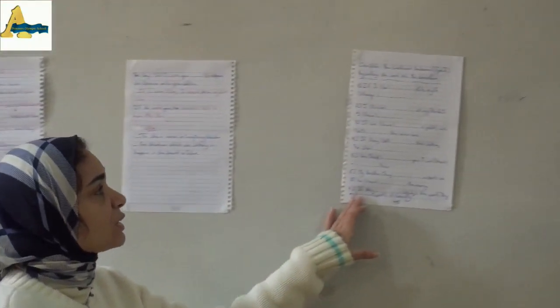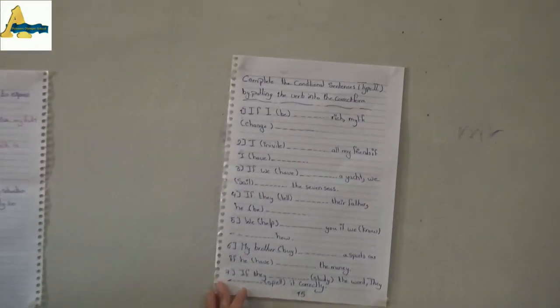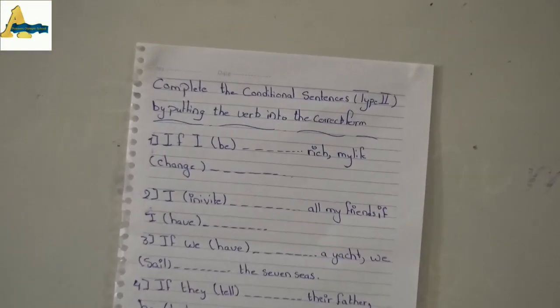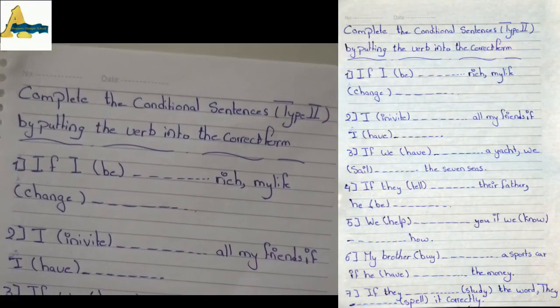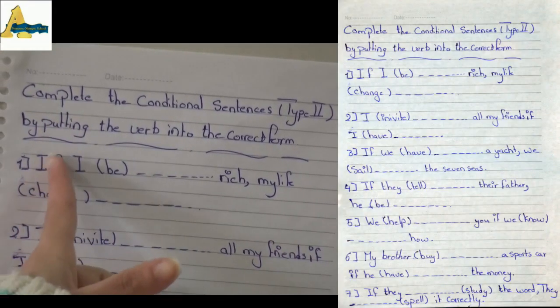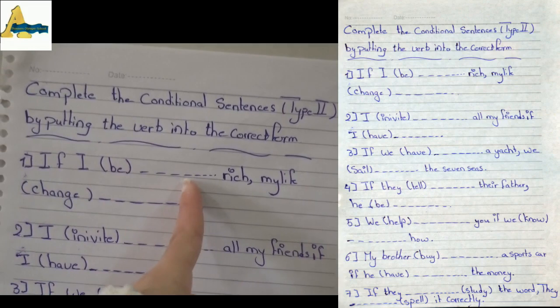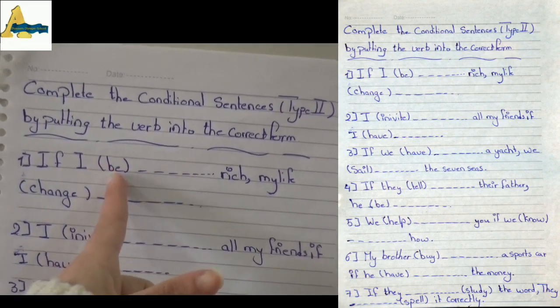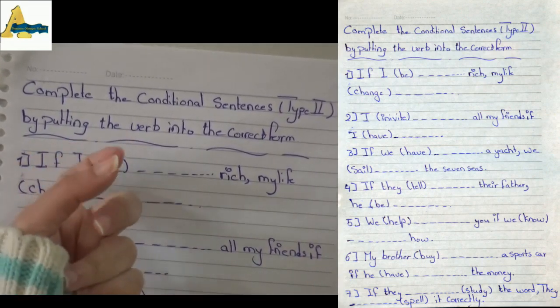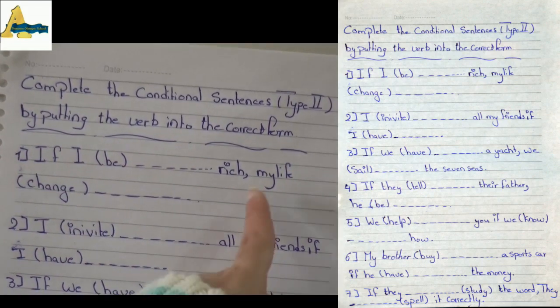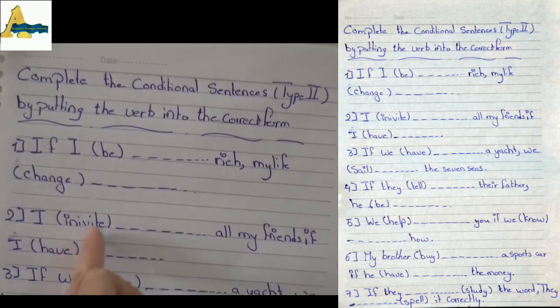Here there is a small exercise about the if conditional. Number 1: if I were rich, my life would change. So here we have if, and we said that after if the verb should be in the past simple. So be will be were here, because I takes were with the if conditional. And my life would change.